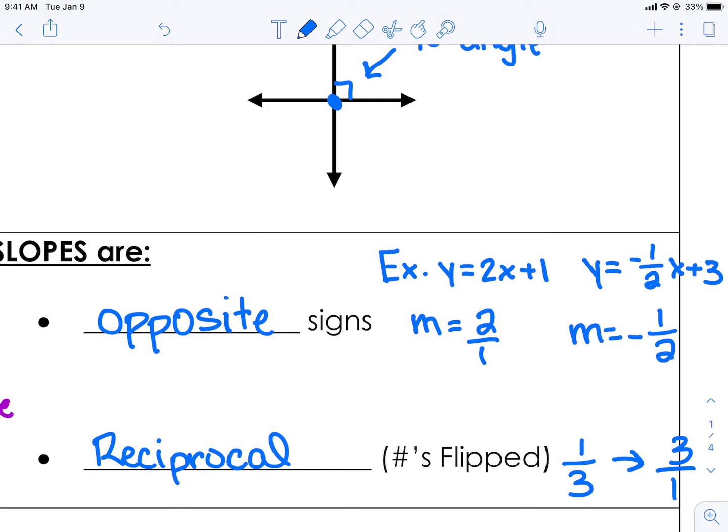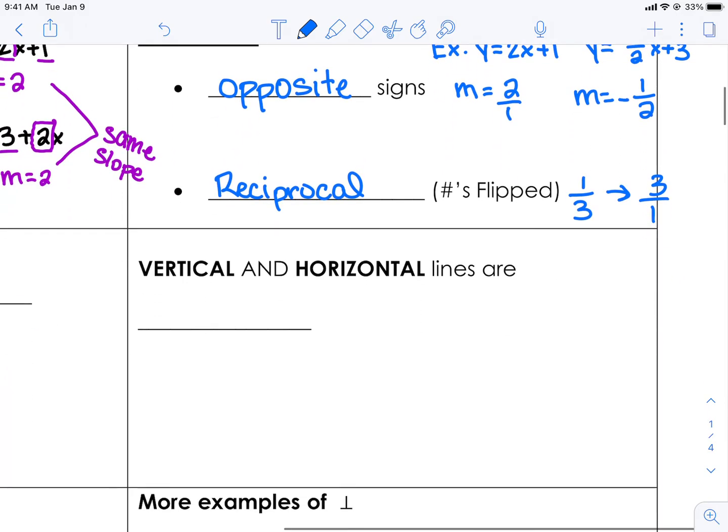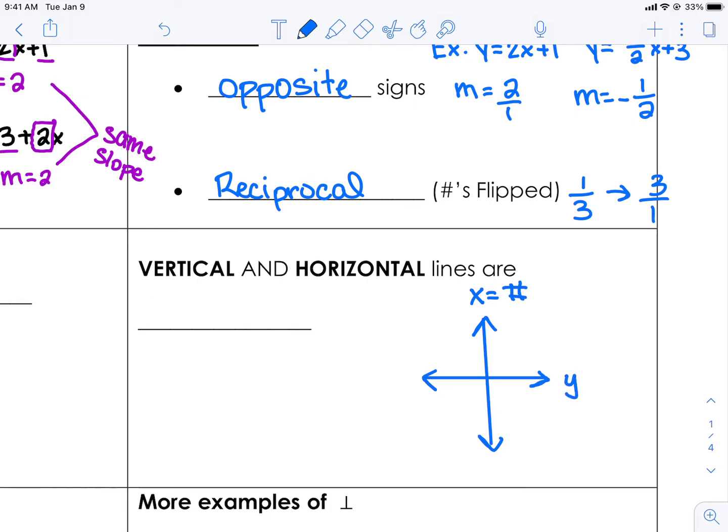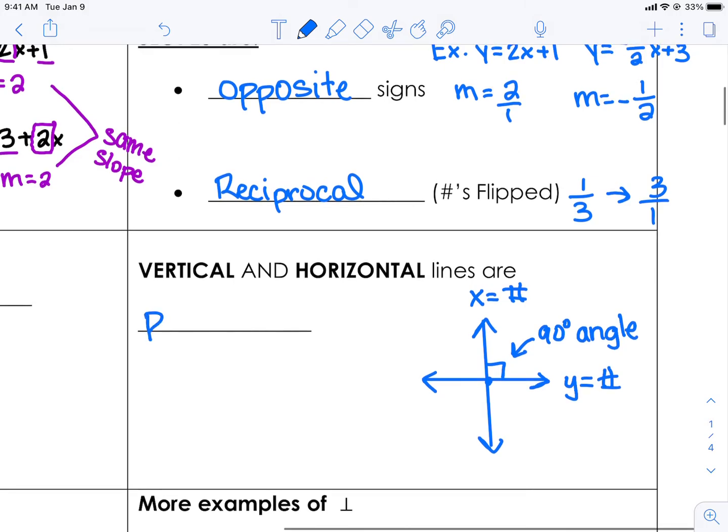Okay. Now, if we're talking about vertical and horizontal lines, well, vertical lines go up and down. Remember, that's an x equals equation. And the horizontal lines go left and right, and that's a y equals equation. Well, when we have that, these intersect at one point that happens to make a 90-degree angle, which means horizontal and vertical lines are perpendicular.